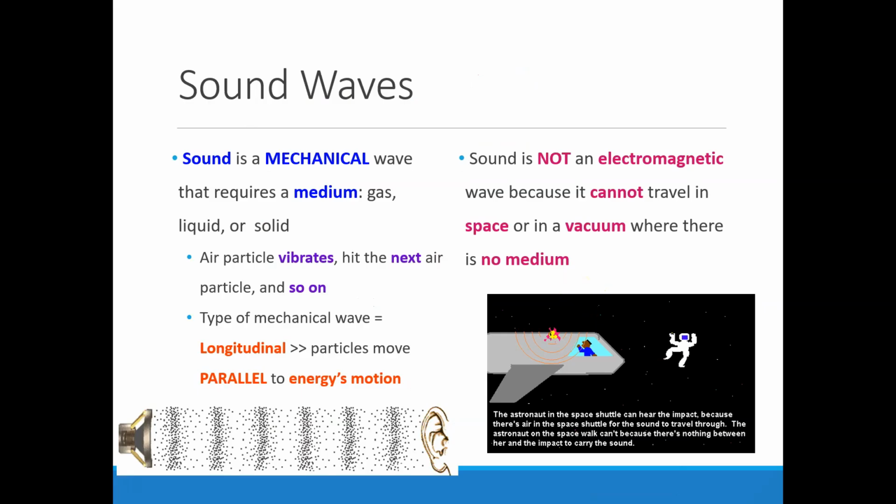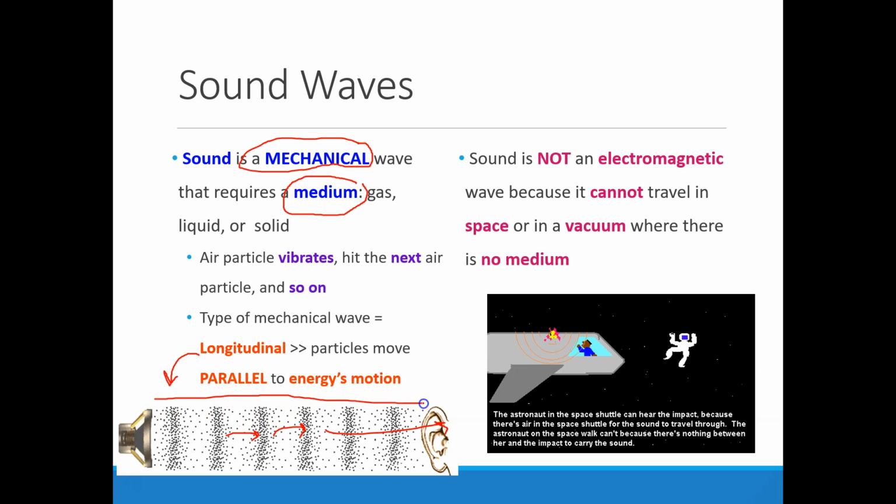So remember, sound waves are mechanical waves. All right, so they are considered mechanical because they do require a medium, right? They need a gas, a liquid, or a solid in order to travel. So for example, sound is a mechanical wave because air particles are needed, right? One air particle hits the next air particle, which hits the next one until it gets all the way to our ear. Specifically, this type of mechanical wave is longitudinal because the particles are moving parallel.